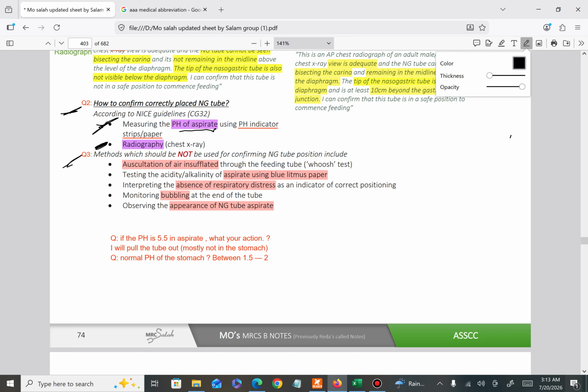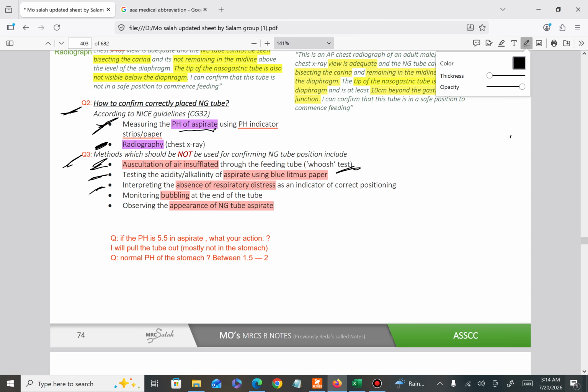Then the other question is methods which should not be used for confirming NG tube position. It includes auscultation of air insufflated through the feeding tube, the whoosh test. So the whoosh test cannot be done to confirm the NG tube position. Then testing the acidity or alkalinity of the aspirate using blue litmus paper. So it is not a confirmatory method.